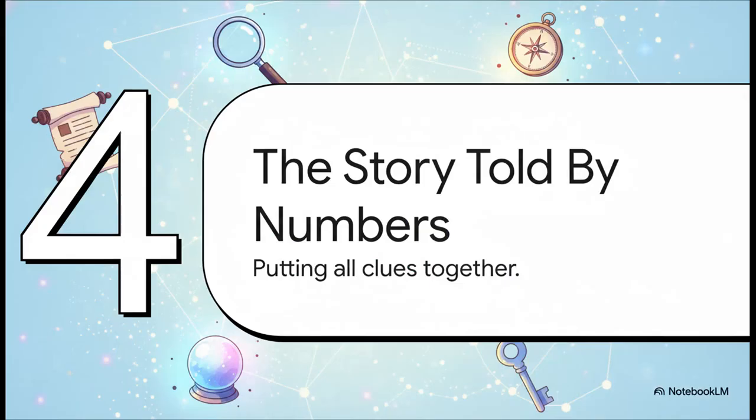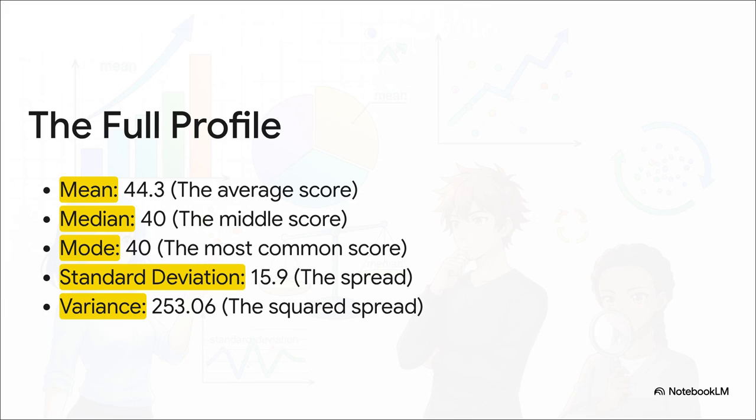All right, we've done it. We've gathered all 5 of our clues. We've found the mean, the median, the mode, the standard deviation, and the variance. Now it's time for the big reveal, putting it all together to see the story these numbers are actually telling us. And here it is, the full story.